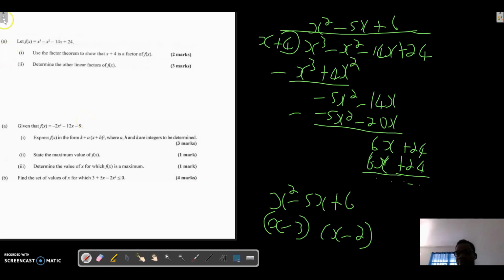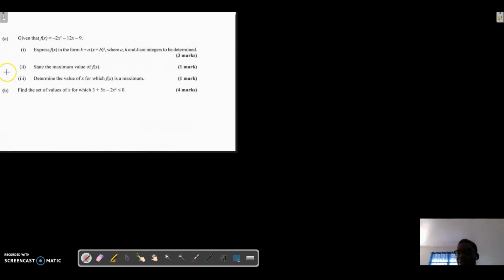So the language is important. We now move on to the next question, which says: given f of x is equal to negative 2x squared minus 12x minus 9, part 1, express f of x in the form k plus a into x plus h all squared, where a, h, and k are integers. Alright, very important. Now this is just me completing the square.